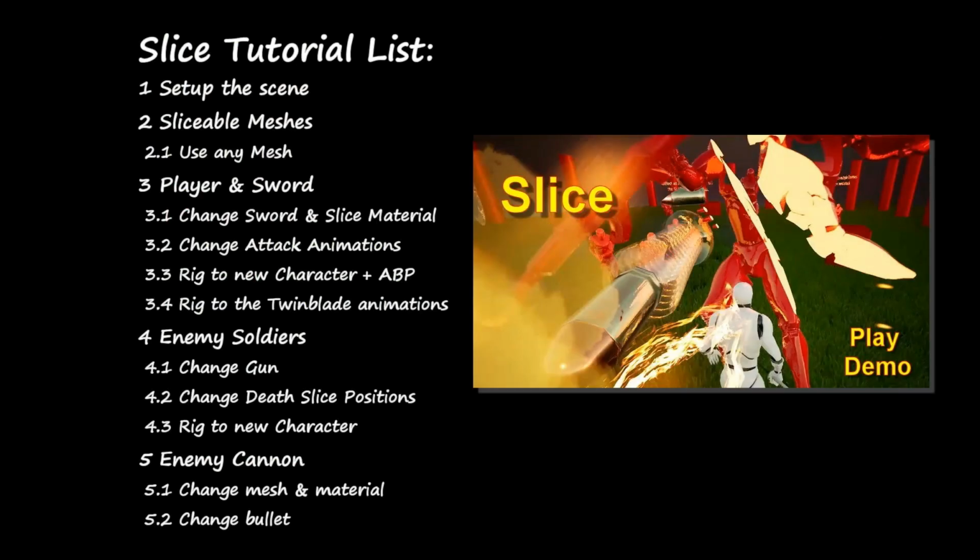Okay, let's now see the enemy soldier part. We have 3 steps: how to change the gun, how to change the slice position, so the death slice position, and how to rig the new character to a character you have in your libraries, so a different character from the red mannequin. First part, how to change the gun.